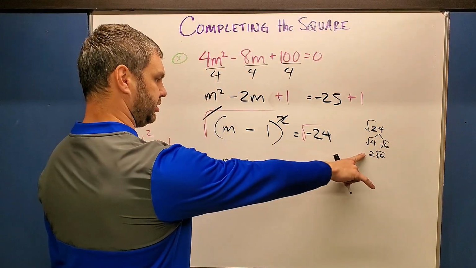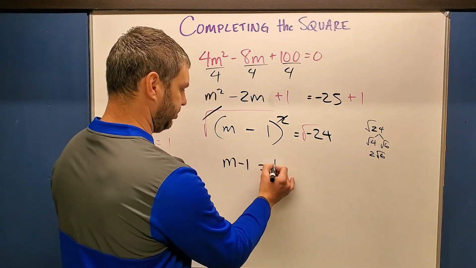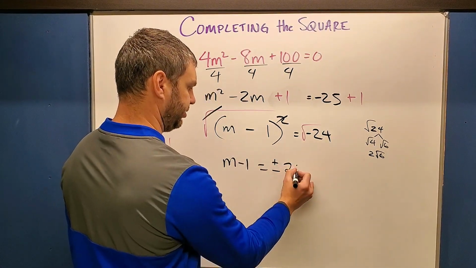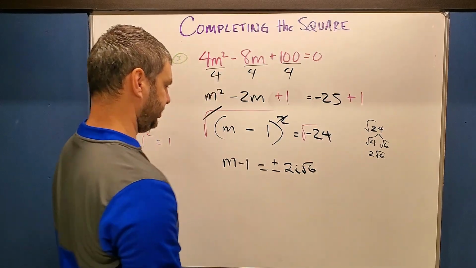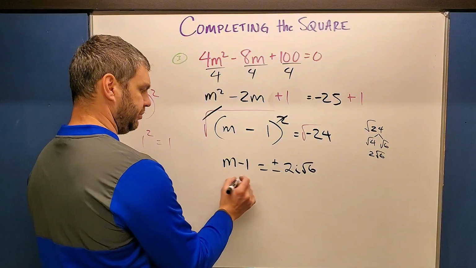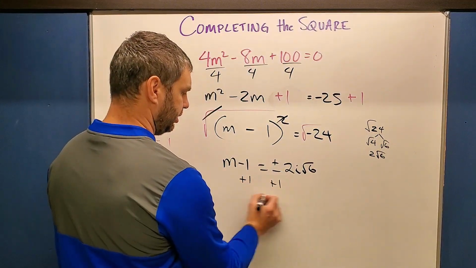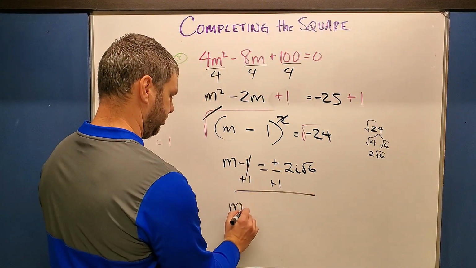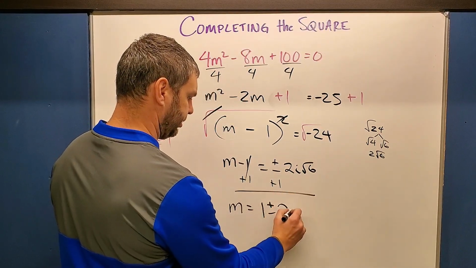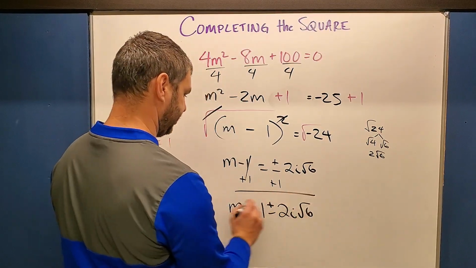I also have to take out a plus or minus with this and an i, so I'm going to say plus or minus 2i for the negative root 6. All right, so far this is all equal. The last part here is to get the m by itself, I'm going to add 1. And then we get m equals 1 plus or minus 2i root 6.